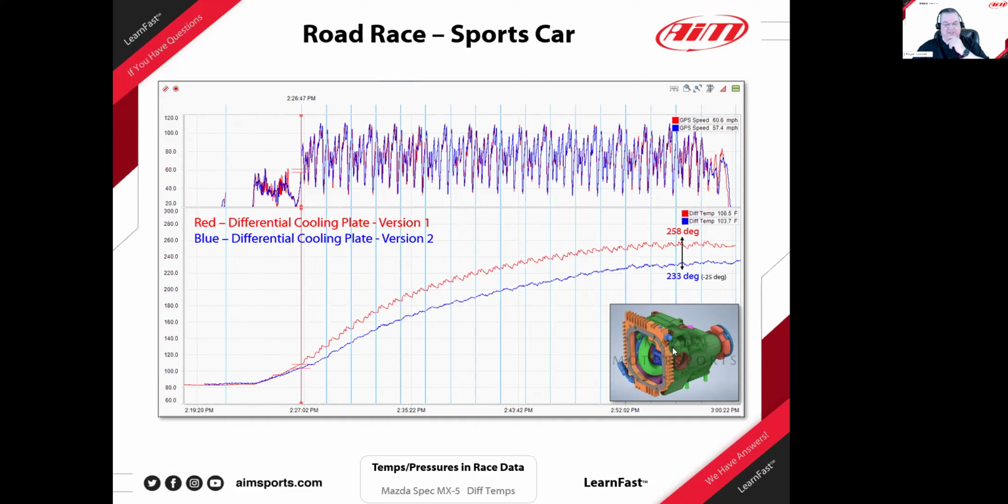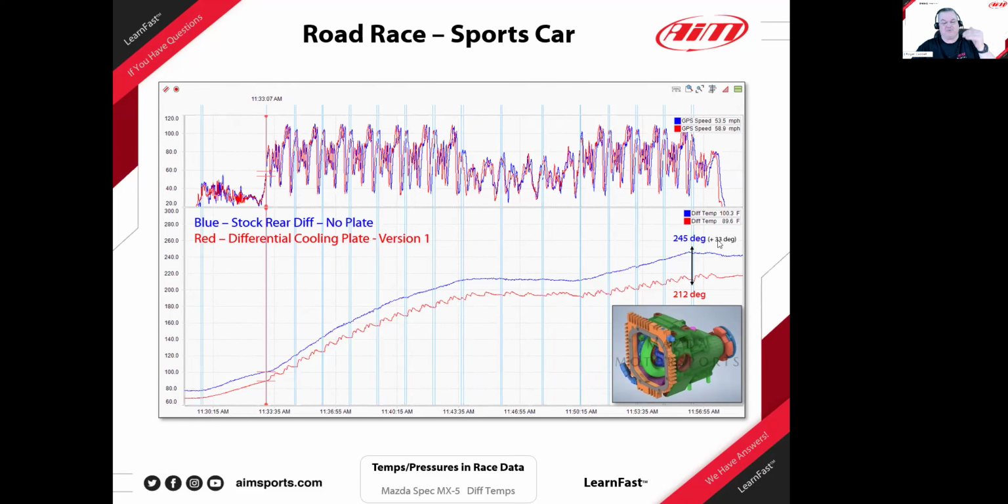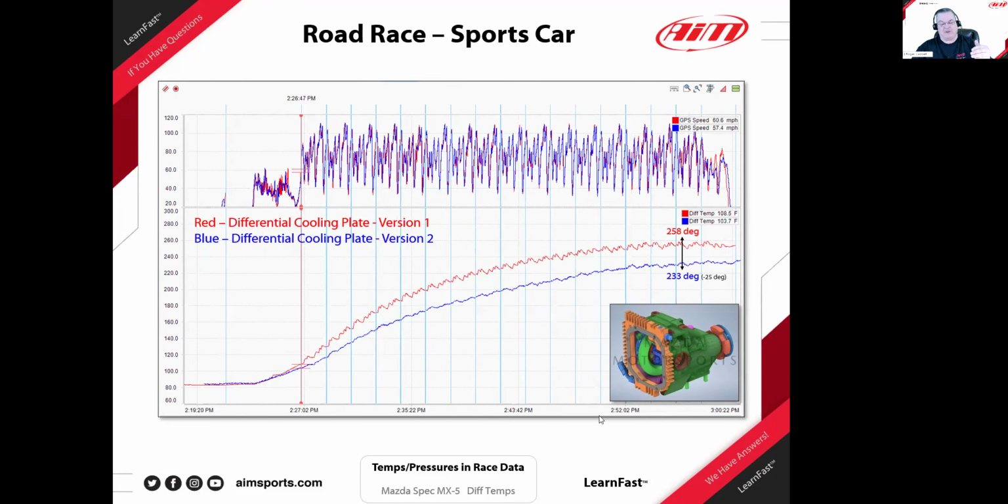I don't remember all the technical details, but there was a newer version, and then the race went with no yellows the entire time. And at the end of this event, now the blue one, which was above the red one before, by, if I zoom back up, 33 degrees warmer at the end of the first test, is now 25 degrees cooler than the red one, right? So there's like a 50-degree difference now between what was probably where the stock one would have been versus version 2, which is now 25 degrees cooler than version 1 in this exact same race.